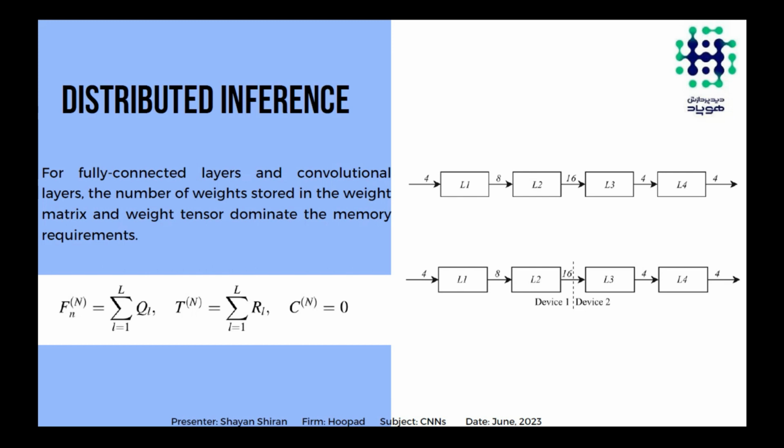You see, F is the number of weights stored. It's the number of weights. It's how much memory we need. We can say that it's the memory footprint. It's an estimation of how much memory we need here.